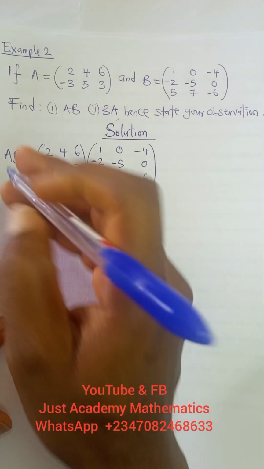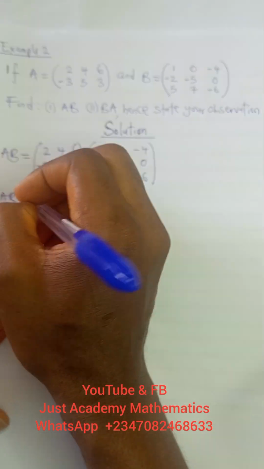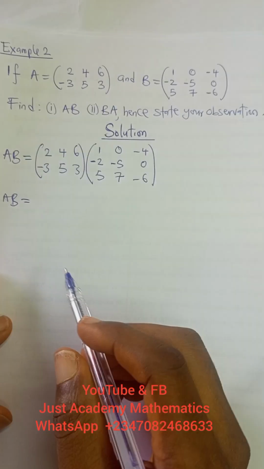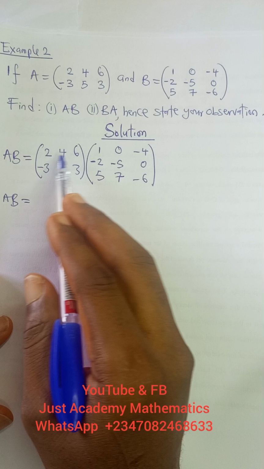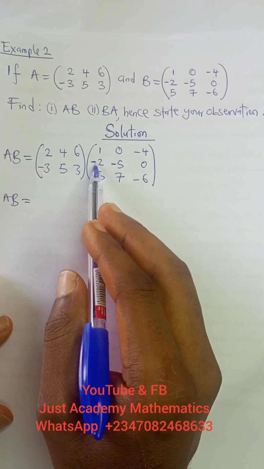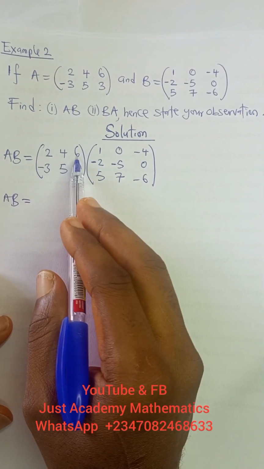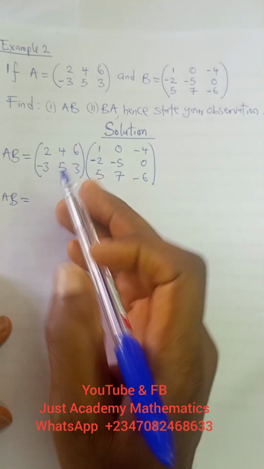So if we want to multiply this now, I'm not going to show the detail the way I showed in the first one. Look at the operation now. These 2 times 1, 4 times minus 2, 6 times 5, row times column. 2 times 1 is what? 2.